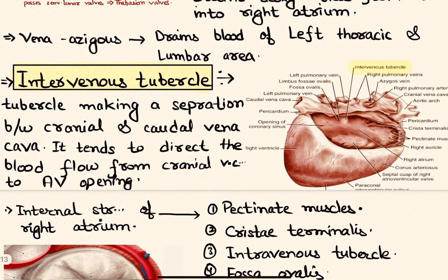What is this intervenous tubercle? See, at the junction where the cranial and caudal vena cava meet, there is a tubercle which separates the cranial vena cava from the caudal vena cava, so that the blood from the cranial vena cava moves towards the atrioventricular opening to reach the ventricle. So that tubercle is known as the intervenous tubercle.